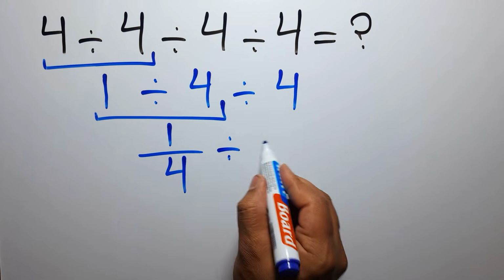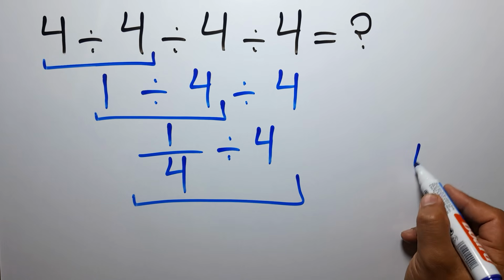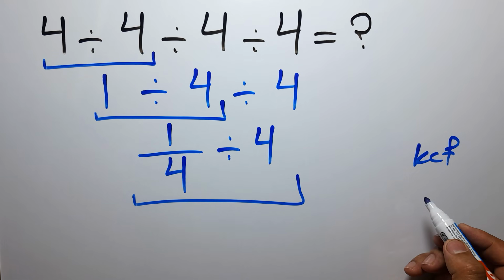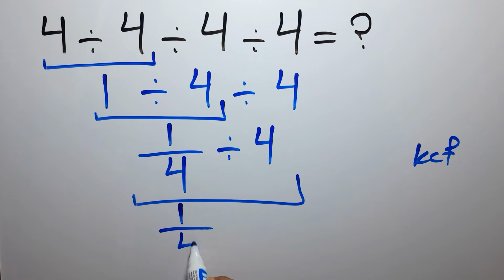Then divided by 4. Now, according to the KCF rule, K stands for keep, C stands for change, and F stands for flip. We can write: keep the first fraction, change division to multiplication, and flip the second fraction.